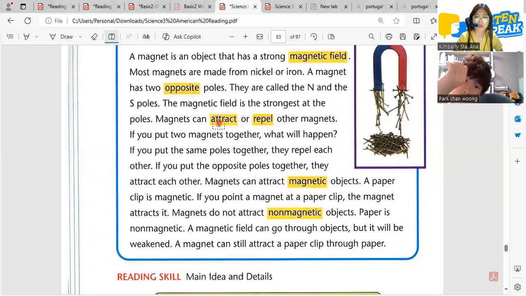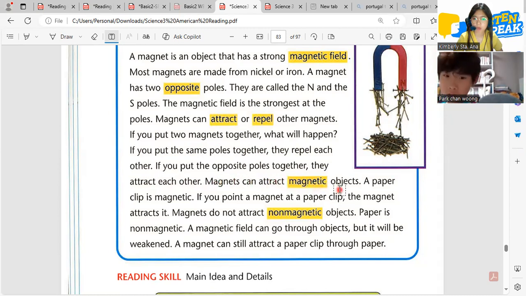Magnets can attract or repel other magnets. If you put two magnets together, what will happen? If you put the same poles together, they repel each other. If you put the opposite poles together, they attract each other.